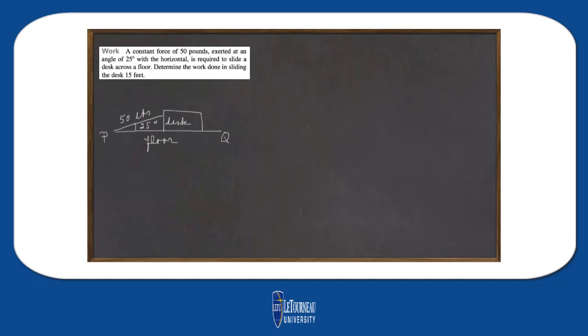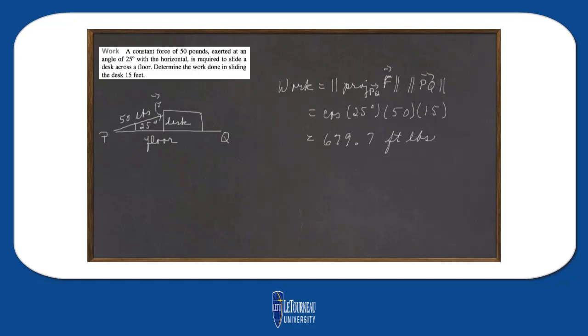All right, work is equal to, and we have this formula from physics, work equals the magnitude of the projection of F onto PQ times the magnitude of PQ. So we have 50 pounds, which is the force, so the cosine of 25 times 50 times 15 gives us 679.7 foot-pounds, which is the work required to push that desk.